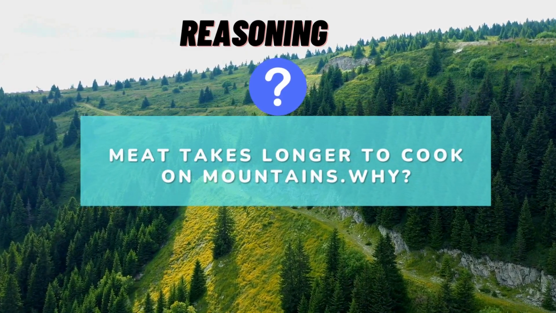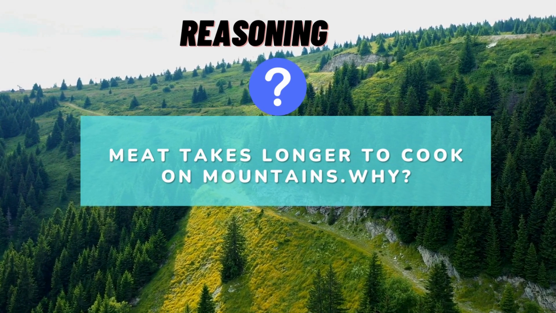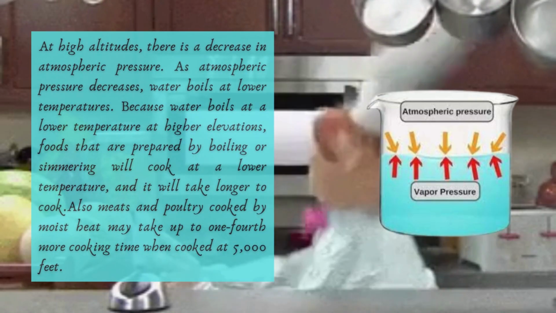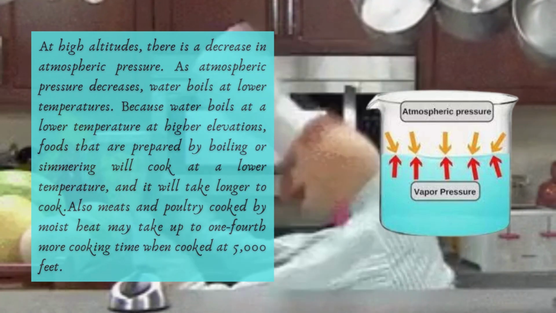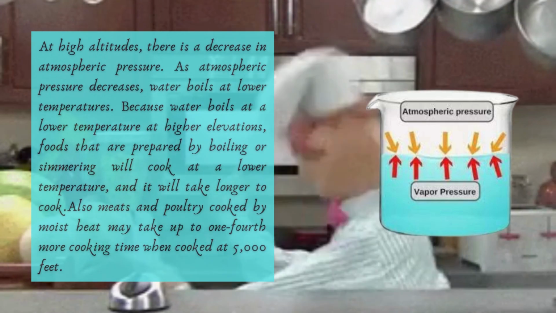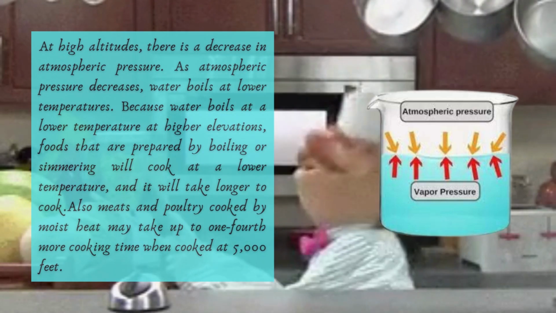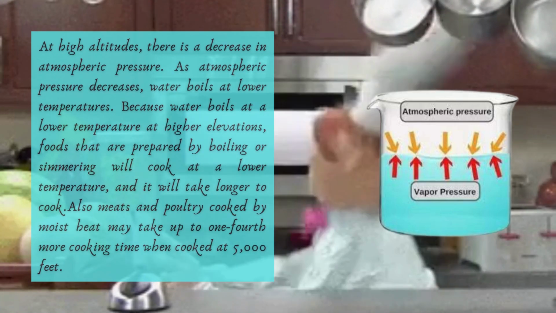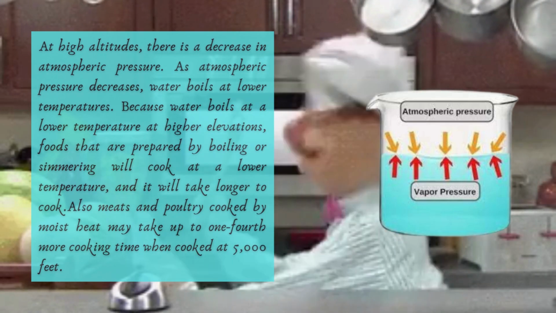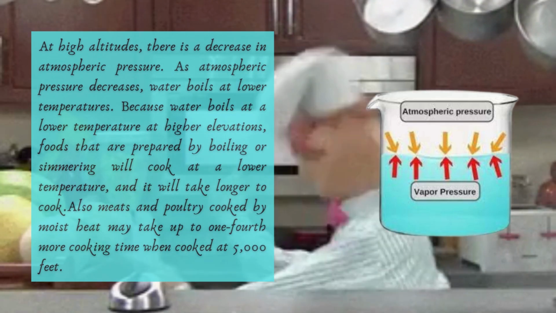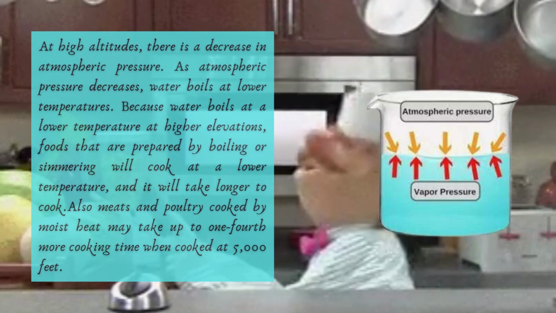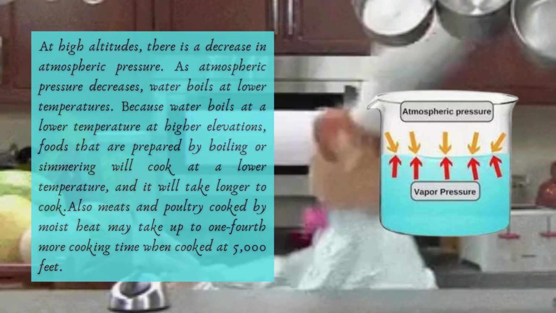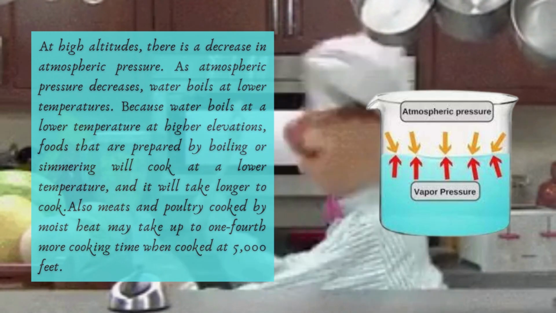Meat takes longer to cook on mountains. Why? At high altitudes, there is a decrease in atmospheric pressure. As atmospheric pressure decreases, water boils at lower temperatures. Because water boils at a lower temperature at higher elevations, foods that are prepared by boiling or simmering will cook at a lower temperature, and it will take longer to cook. Also, meats and poultry cooked by moist heat may take up to 1/4 more cooking time when cooked at 5,000 feet.